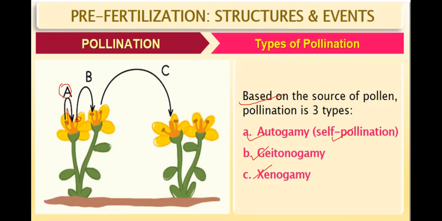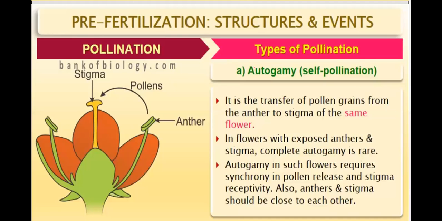Transfer of pollen grain from anther to the stigma of another flower of the same plant. That is also a type of pollination. And transfer of pollen grain from the anther to the stigma of another flower of another plant. That is called what? Also a pollination. So we'll be discussing all these different types. Autogamy, that is called self-pollination. What is autogamy? It is the transfer of pollen grain from the anther to the stigma of the same flower.